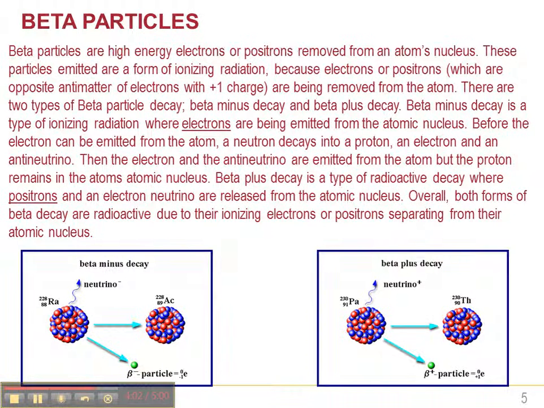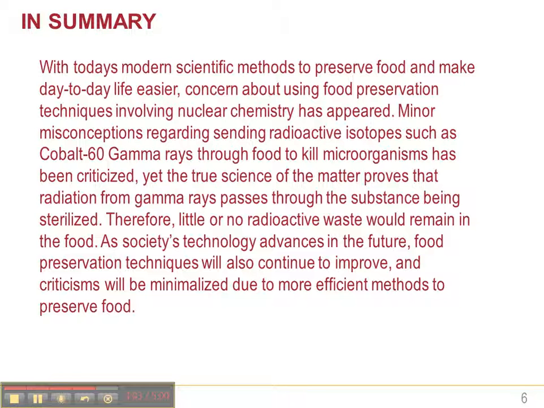In summary, with today's modern scientific methods to preserve food and make day-to-day life easier, concern about using food preservation techniques involving nuclear chemistry has appeared. Minor misconceptions regarding sending radioactive isotopes such as cobalt-60 gamma rays through food to kill microorganisms have been criticized, yet the true science of the matter proves that radiation from gamma rays passes through the substance being sterilized. Therefore, little or no radioactive waste would remain in the food.